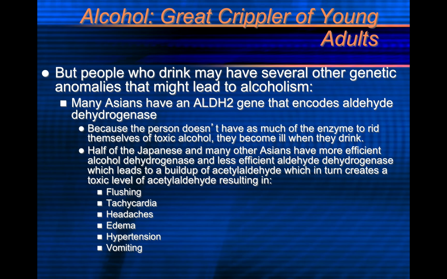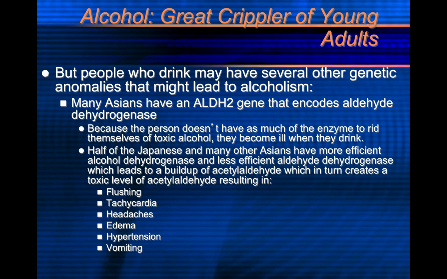Many Asians have an ALDH2 gene that encodes aldehyde dehydrogenase. Because the person doesn't have as much of the enzyme to rid themselves of toxic alcohol, they become ill when they drink. Half the Japanese and many other Asians have more efficient alcohol dehydrogenase and less efficient aldehyde dehydrogenase, which leads to a buildup of acetaldehyde, which in turn creates toxic levels of acetaldehyde. Remember, acetaldehyde is very similar to formaldehyde. So you can imagine what this stuff does to you.